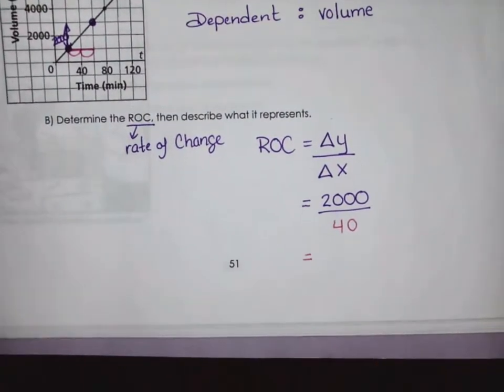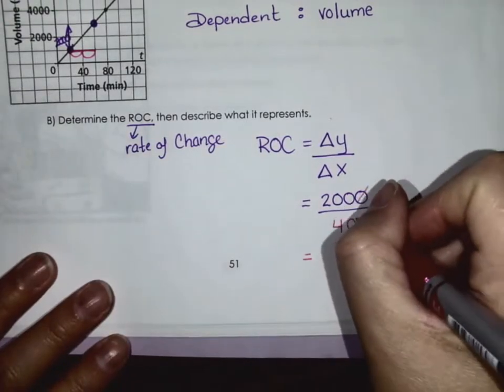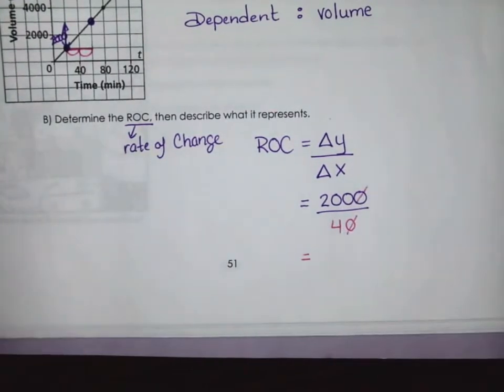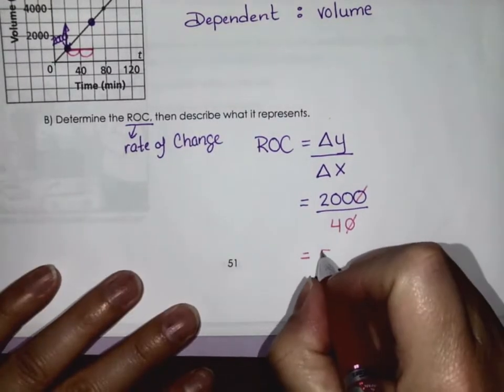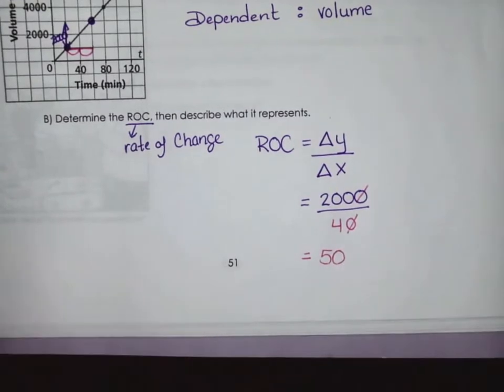Okay? So we got to divide this. We got to divide this. Yeah? So the zeros are gone. And 4 goes into 200 how many times? 50. Okay, now let's talk about units of measure.